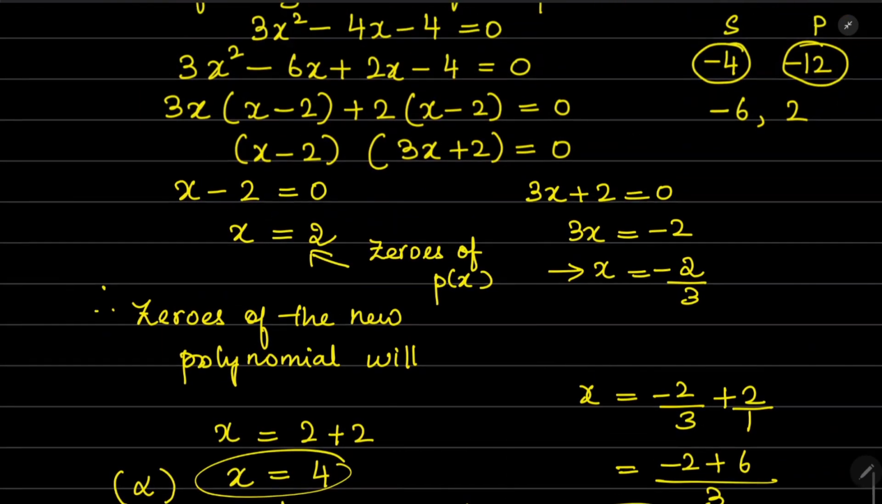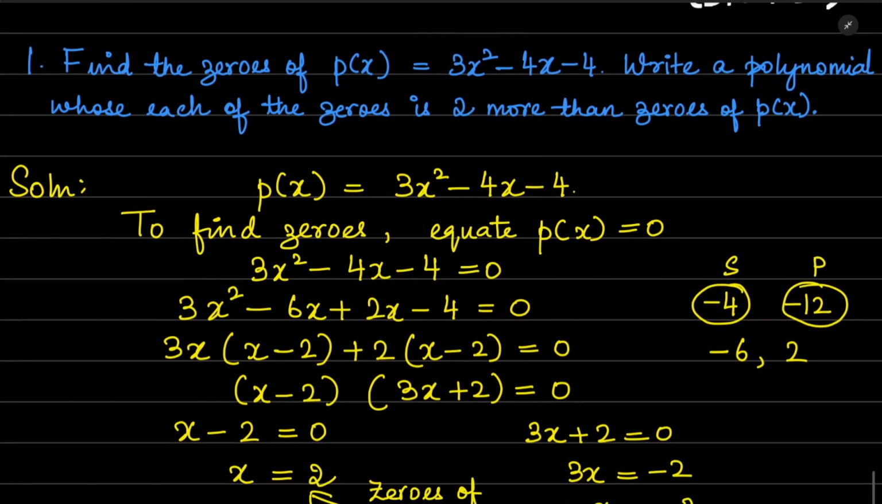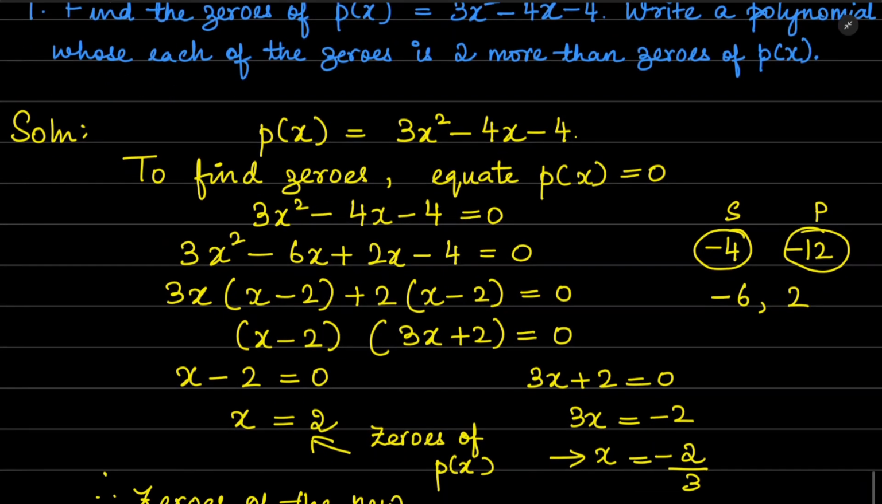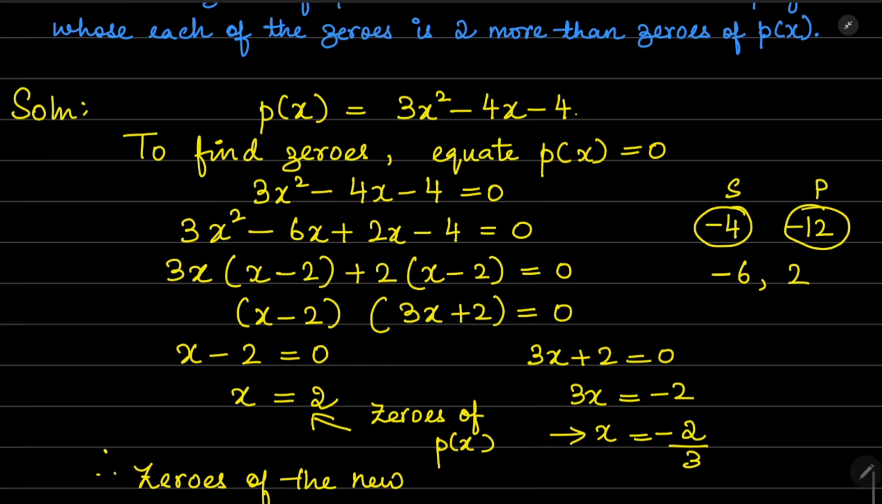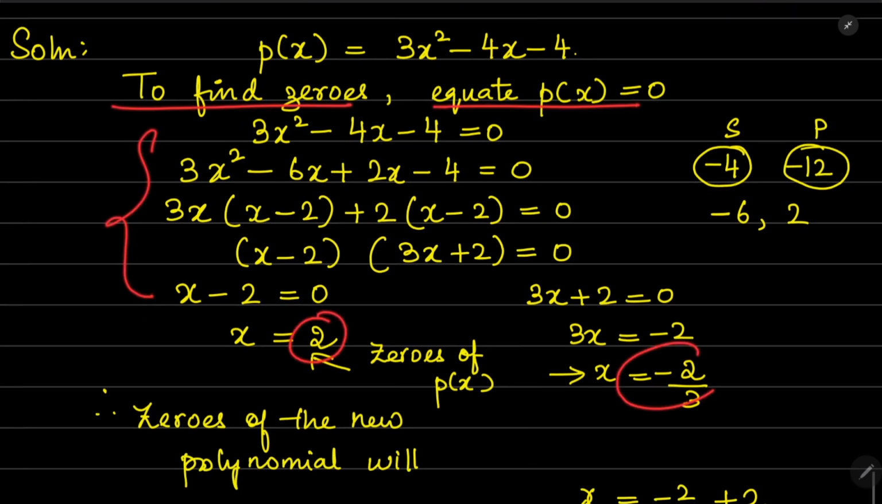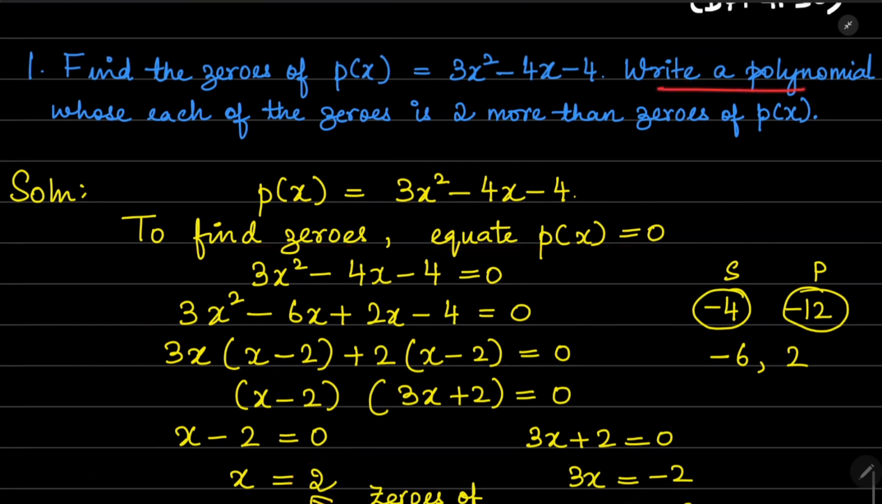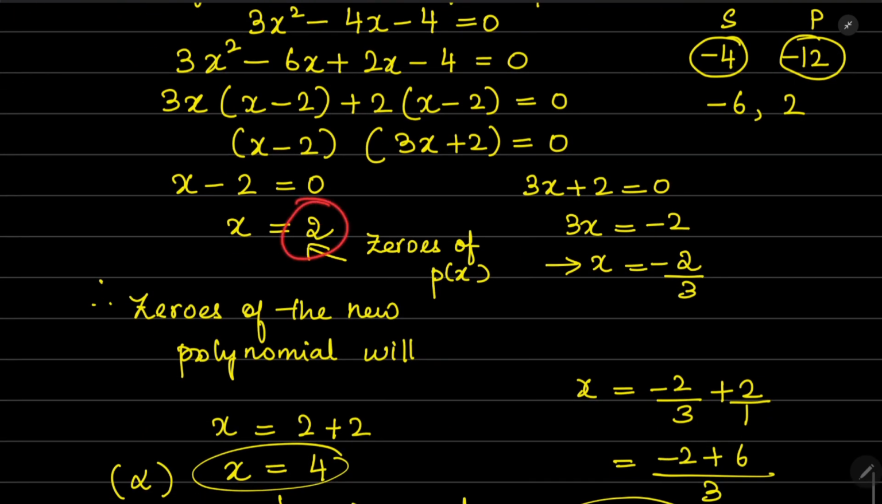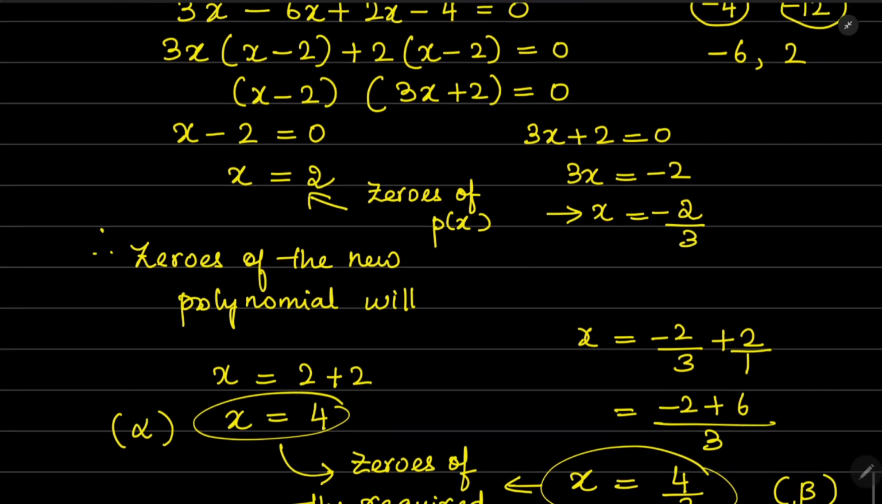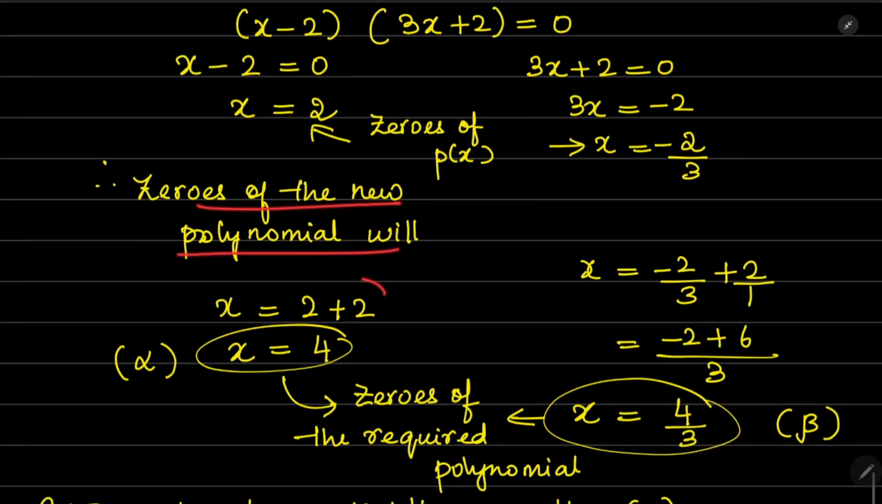First of all, we find the zeros of the given polynomial. We find the zeros by using the factorization method. To find zeros, you have to equate the polynomial to 0 and do the middle term splitting. You get the zeros, and then according to the question, you have to find a polynomial whose zero is 2 more than the zeros of p of x. So the zeros of the new polynomial will be add 2 to both the zeros. Add up 2, right? So you will get 4 and 4 by 3.